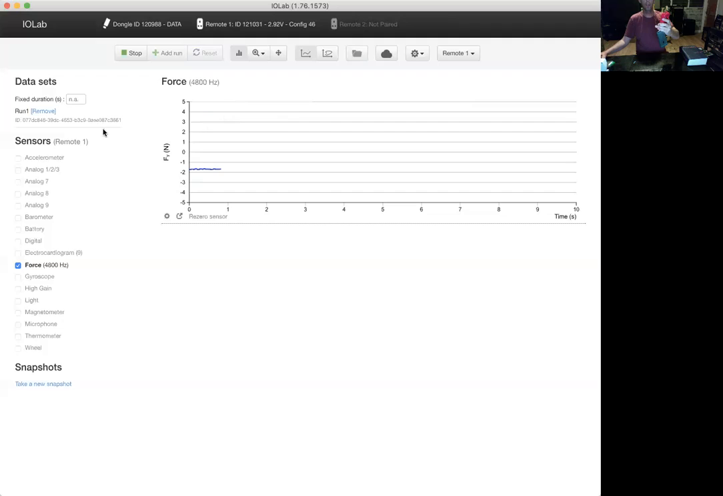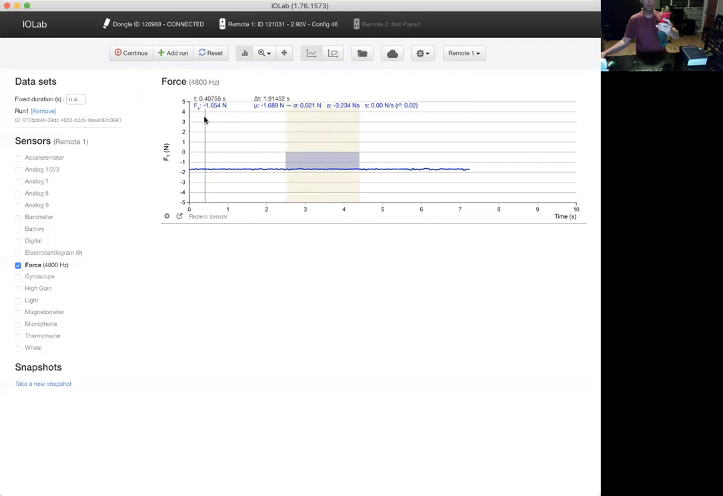Hit record. I can see that my phone is a little bit less than 2 newtons. Let it run for a little bit. Don't shake it around. Stop it. Again, select about a second. Note the hertz, note the delta t, note the mean, and note the standard deviation.